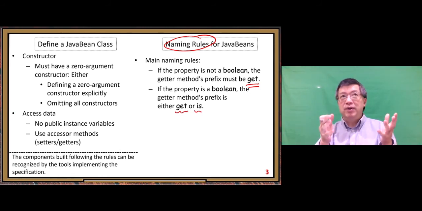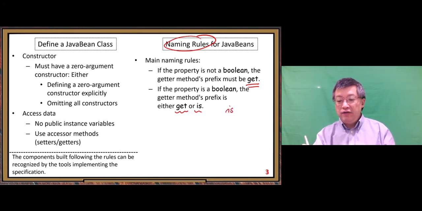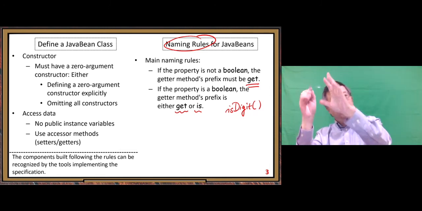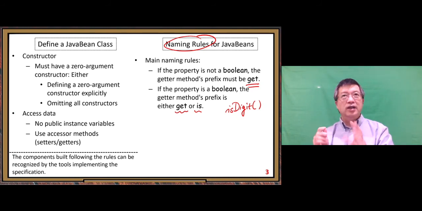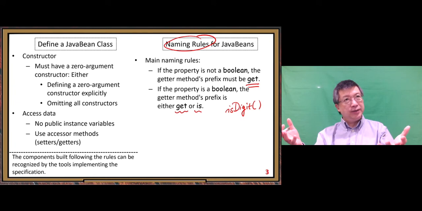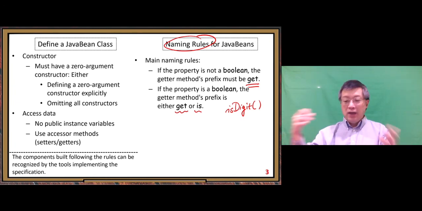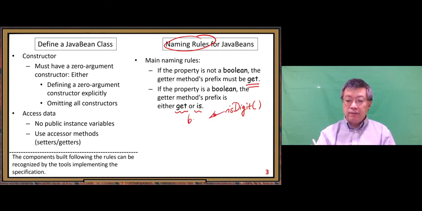For example, isDigit. You want to check whether some property is a digit or not, so you expect this method returns true or false. That's very natural, so people feel good about it, following natural language understanding, because it returns a Boolean value.